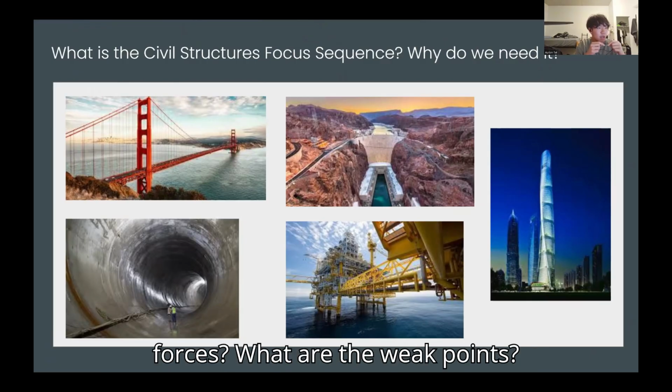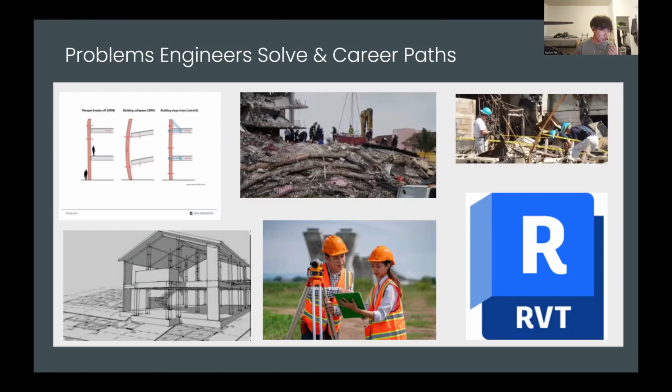Where are the weak points? How do we strengthen older systems to modern safety standards? Typical projects involve modeling load paths, analyzing how materials respond to stress, and ensuring a structure meets code requirements. Common problems in civil structures include predicting how structures deform under complex loading, preventing failures, and designing systems that are safe but also efficient and cost-effective.